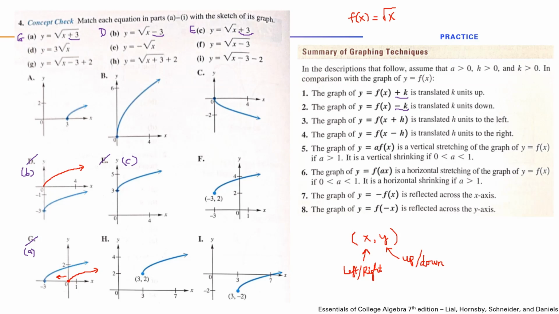Now D, we have the factor 3 outside, greater than 1. So vertical stretching, and it's 3 times. So square root of 1 is 1, but now it goes up here 3 times. So that should be D. D for B.